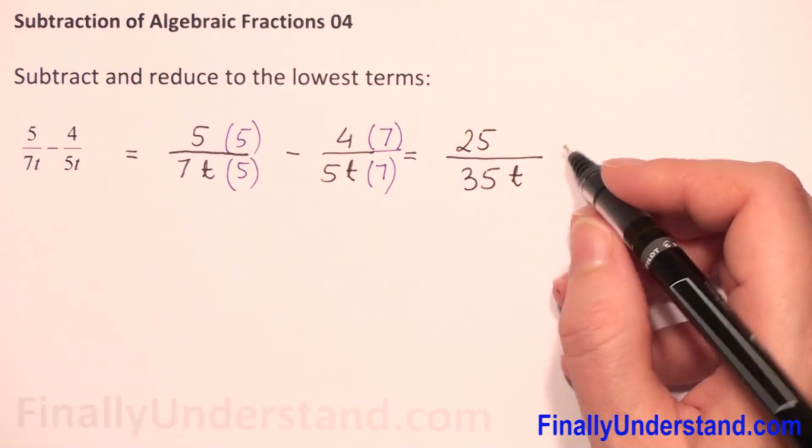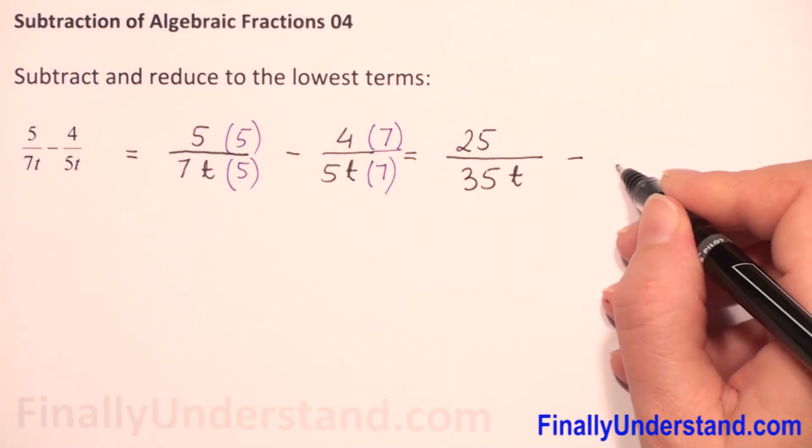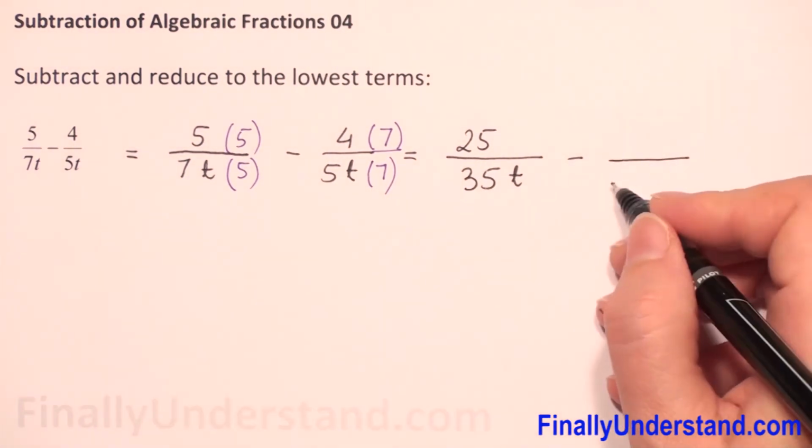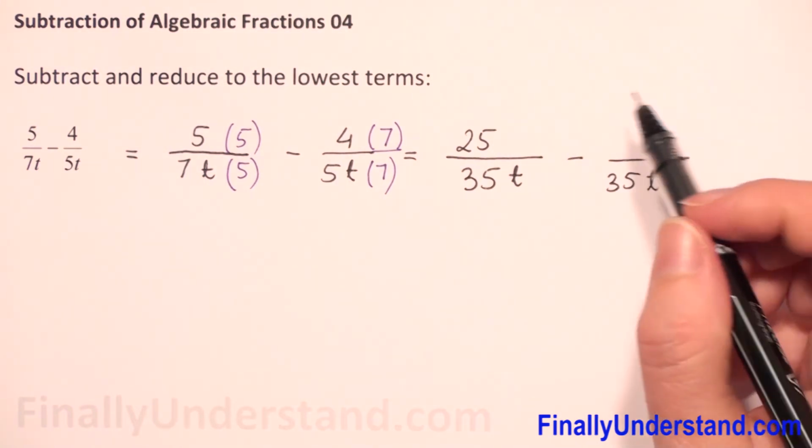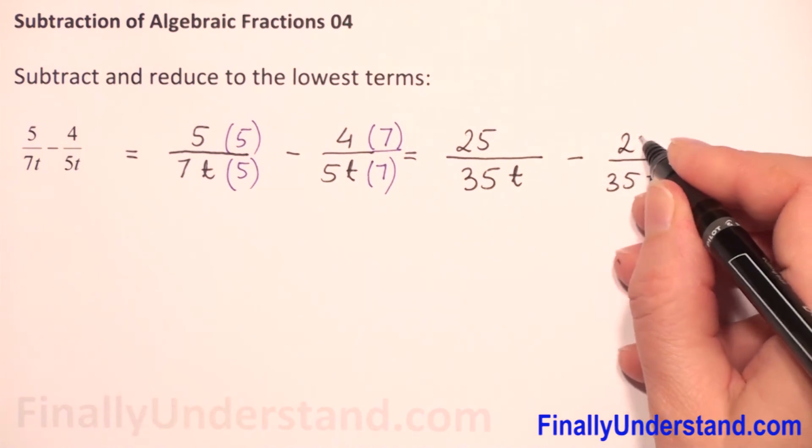This is our first algebraic fraction, and next we have minus the same denominator. 5 times 7 is 35, and t we copy. 4 times 7 is 28.